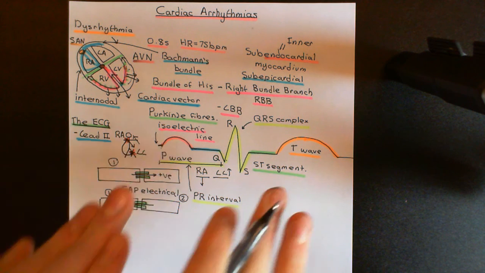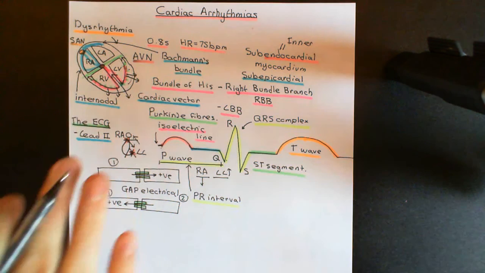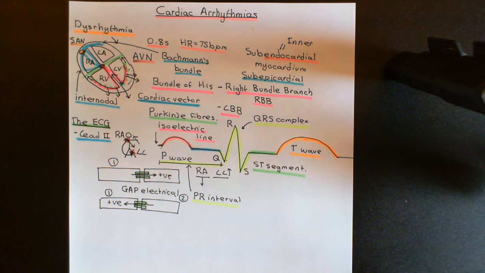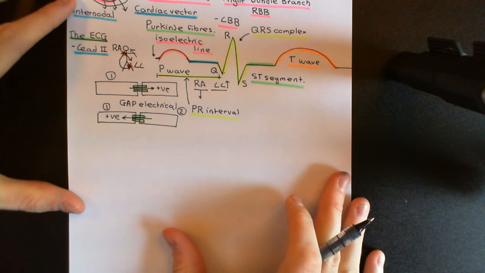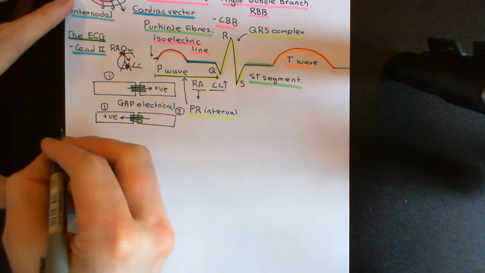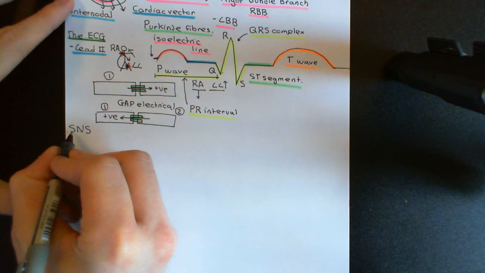So, there is the classical ECG and the explanation for the classical ECG in terms of the way in which the electrical signal propagates through the heart. So we're almost done with our recap of physiology. All that I want to finish with now is to remind you of what the sympathetic nervous system does to the heart and what the parasympathetic nervous system does to the heart.